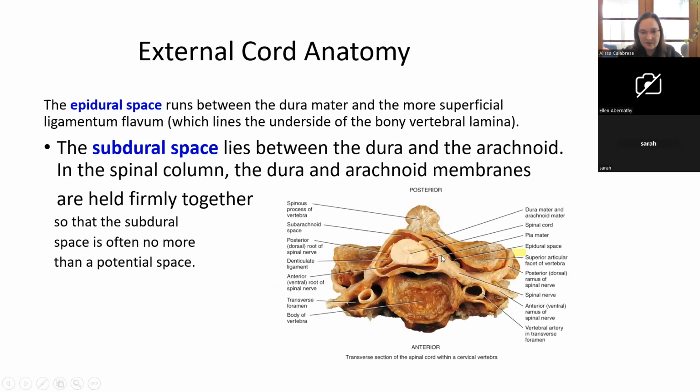Here's a look at a cadaver view of the spinal cord. You can see the vertebral body here, the spinous process, and transverse processes of the bone. And here you see the spinal cord going through the bone and the meninges that are surrounding it. The pia mater is the one that's going to be touching the spinal cord itself. And then we've got that subarachnoid space where you're going to find cerebrospinal fluid bathing the whole spinal cord, then the arachnoid mater, and then the dura mater.